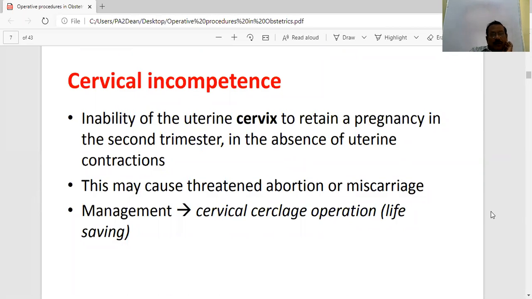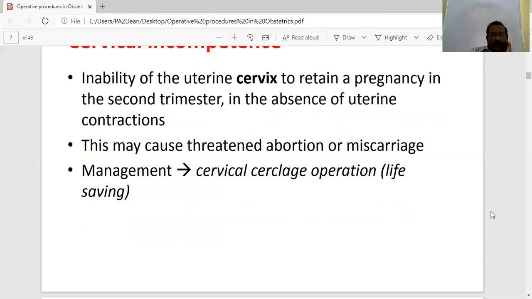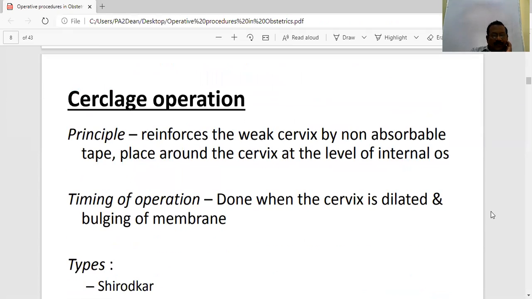Mostly in cervical incompetence, second trimester abortions are common. In the absence of uterine contractions, this abortion takes place. So this may cause threatened abortion or miscarriage. Management is the cervical cerclage operation. This is done by putting a cervical stitch. This is called the cerclage operation.